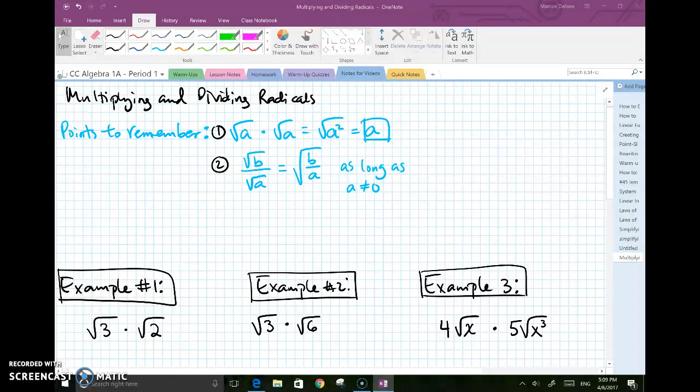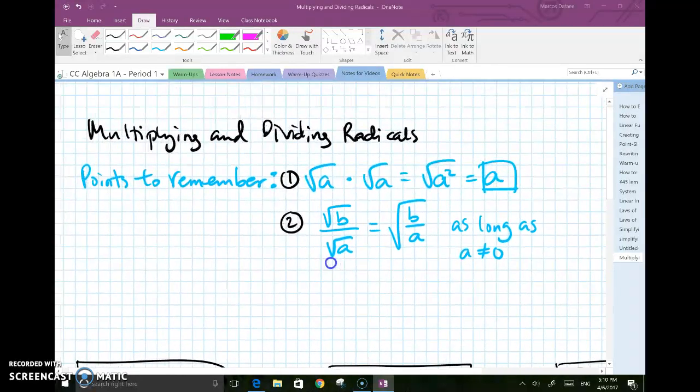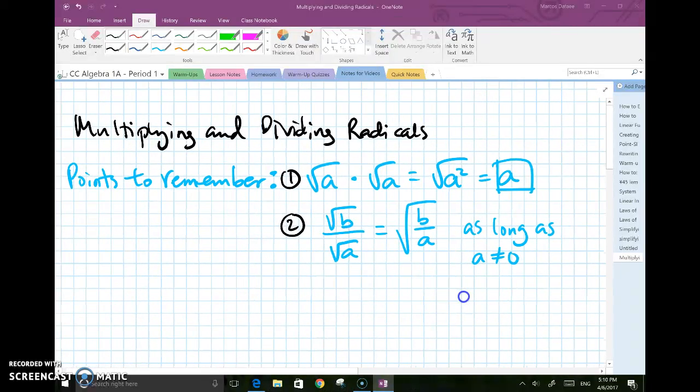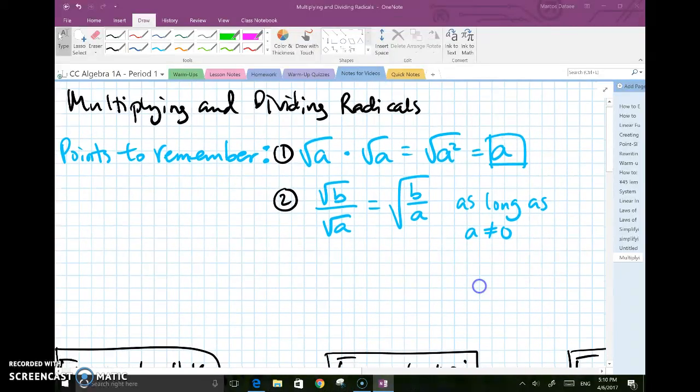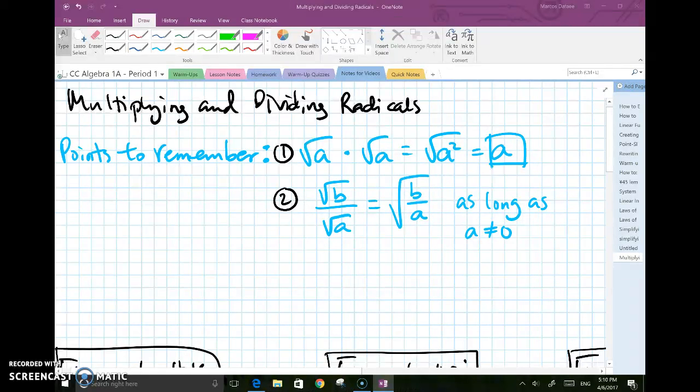Before we jump into some examples, and I do have quite a number of them, I want to first run you through some points to remember. So, some rules about radicals when you're multiplying and dividing.